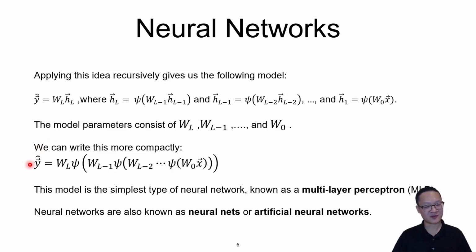On the written notes, we have written this more compactly as y hat equals WL times psi of WL minus 1 times psi of WL minus 2 and so on, all the way down to psi of W0x. So this is actually the simplest type of neural network, a multi-layer perceptron. Sometimes people call neural networks neural nets or artificial neural networks. Okay, so this is basically what a neural network is.